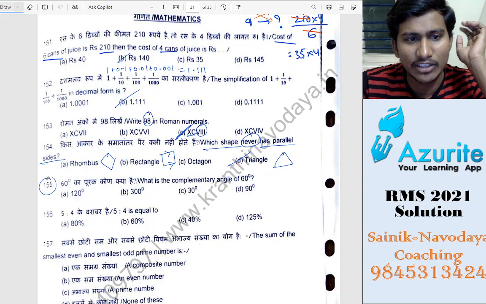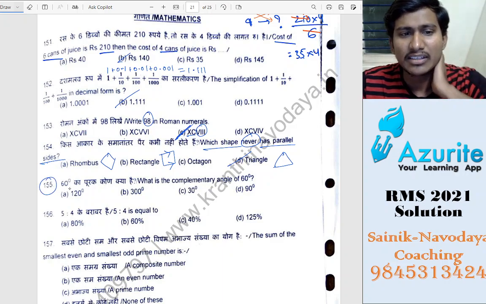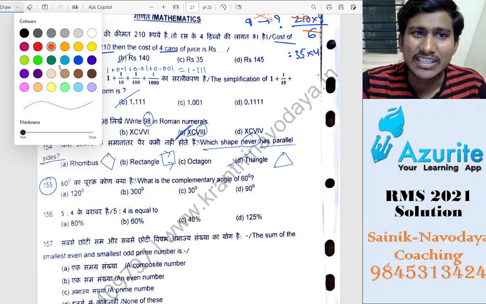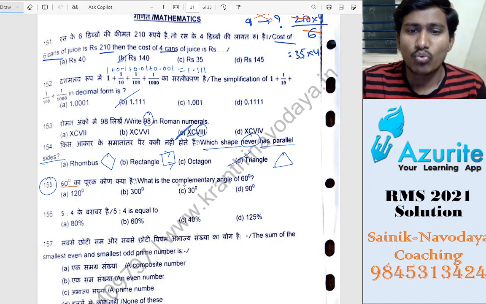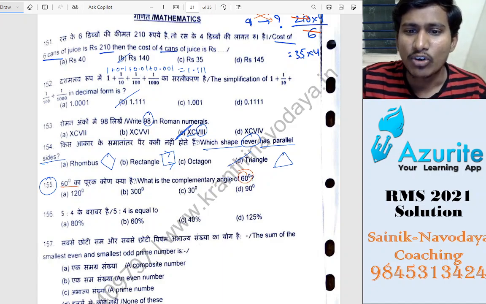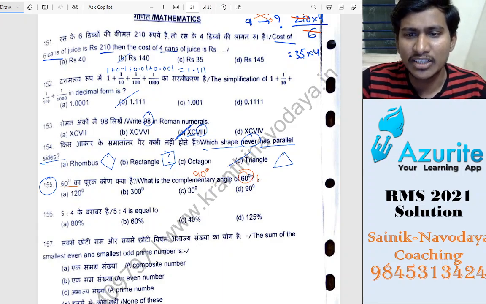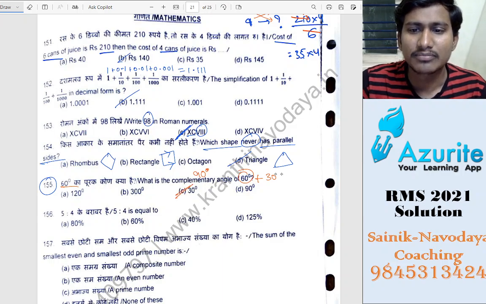Now 155. So what is it? 60 degree. What is the complementary angle of 60 degree? Complementary means we know the sum should be 90 degree. So how much should we add to 60 to get 90 degree? 30 degree we have to add. So the answer is option C.